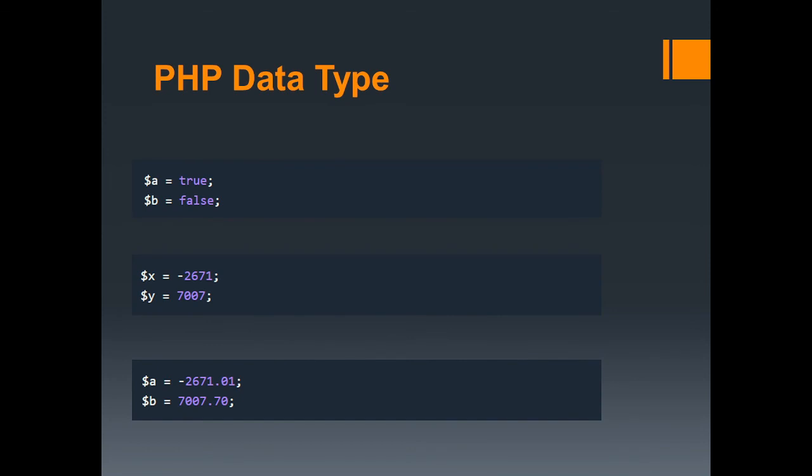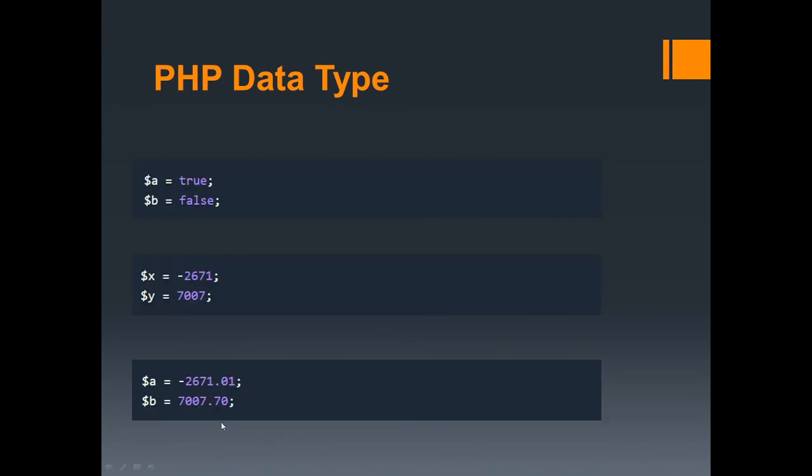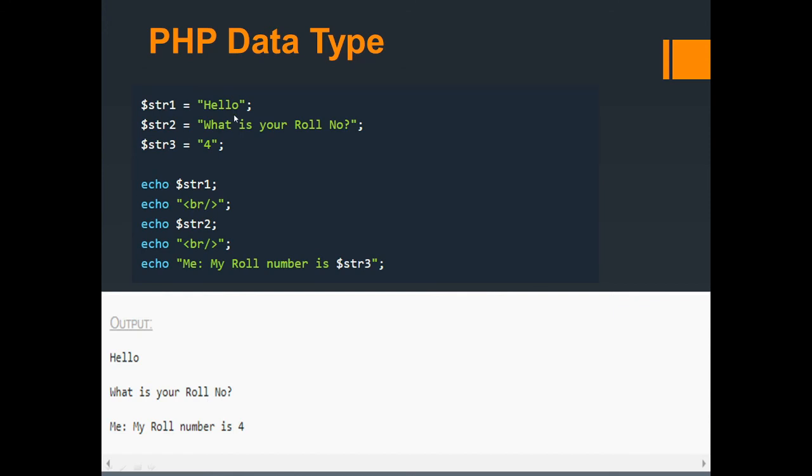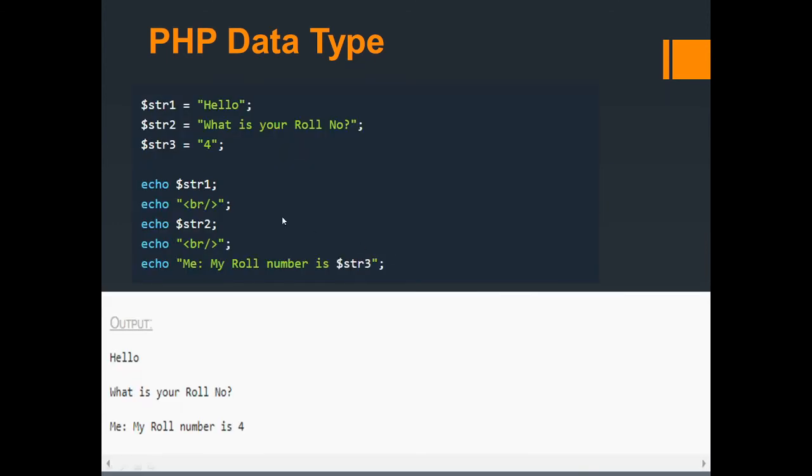So boolean, true or false, integer, float, and the string. So that is an example. String: hello.